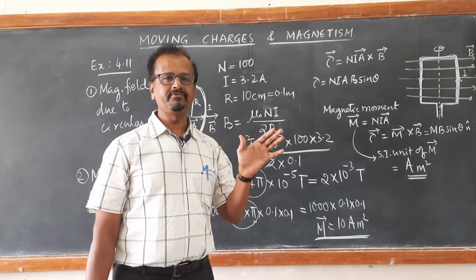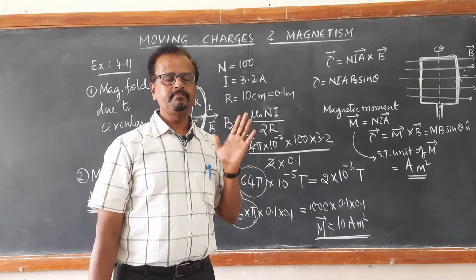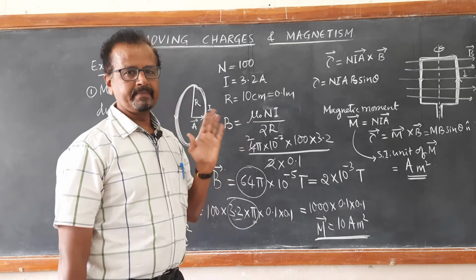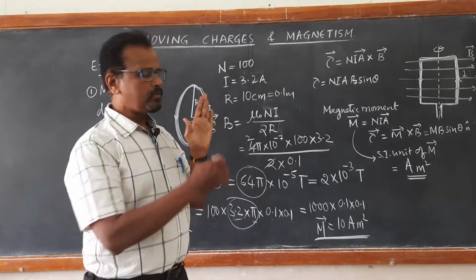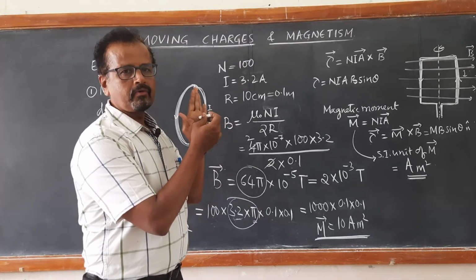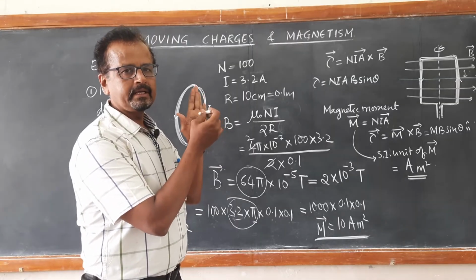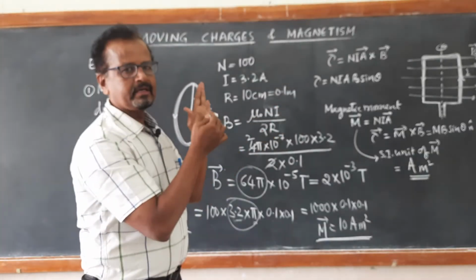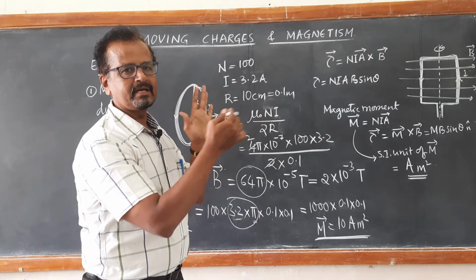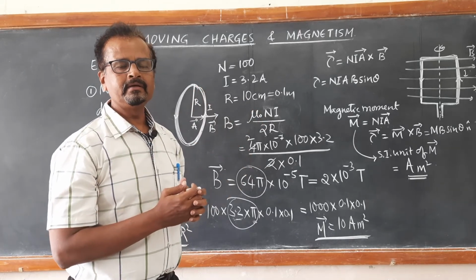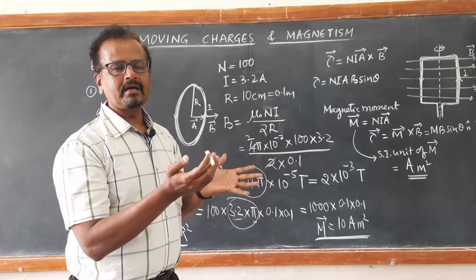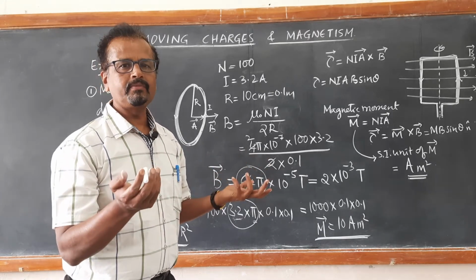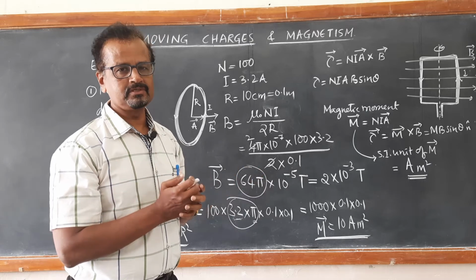If the external magnetic field and the coil are in the same direction, means the normal drawn to the coil, which gives you the area vector, and the magnetic field vector are in the same direction, then the angle between the area vector and the magnetic field vector becomes 0. Sin 0 is 0. So, the initial torque becomes 0.